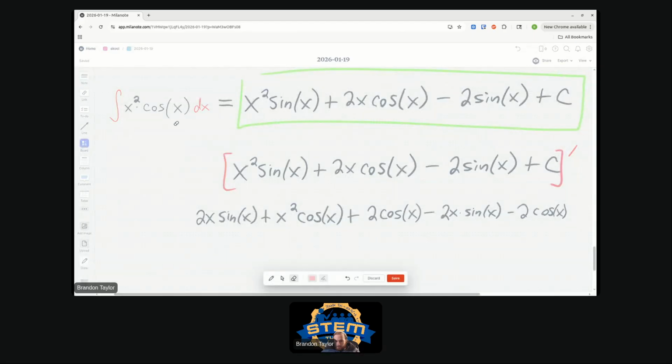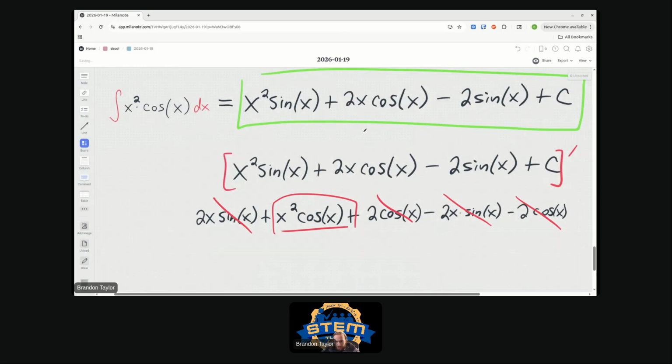Is this what we started with? It's not obvious yet. Let's see. So 2x sine of x. Okay, there we go, that cancels out. 2x minus 2x, 2 cosine minus 2 cosine. Actually, yes, we're just left with x squared cosine of x. That's what we started with. So that's right. That's what that means.